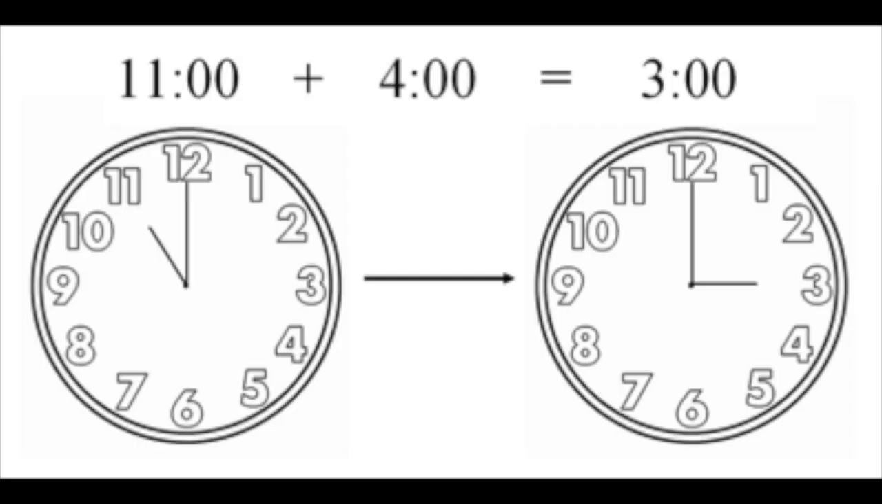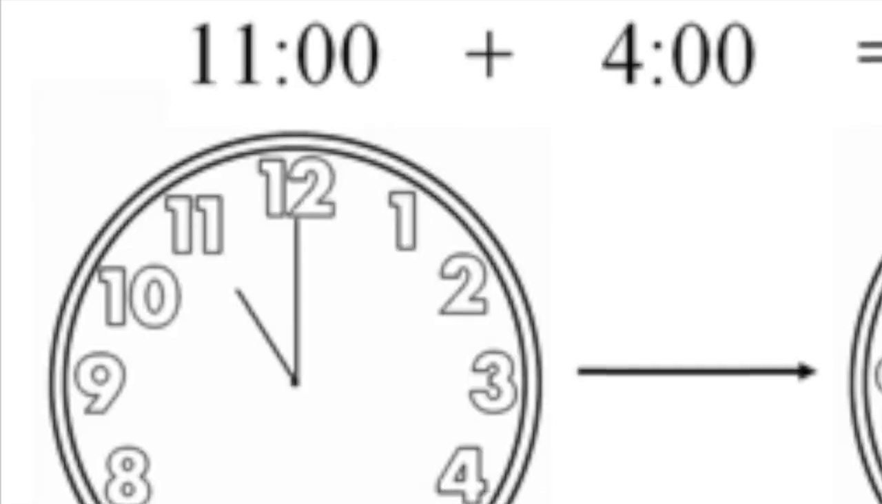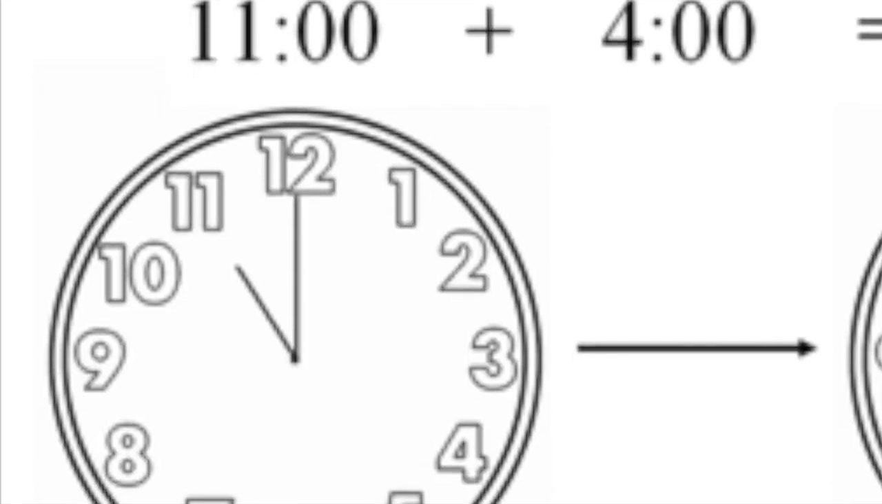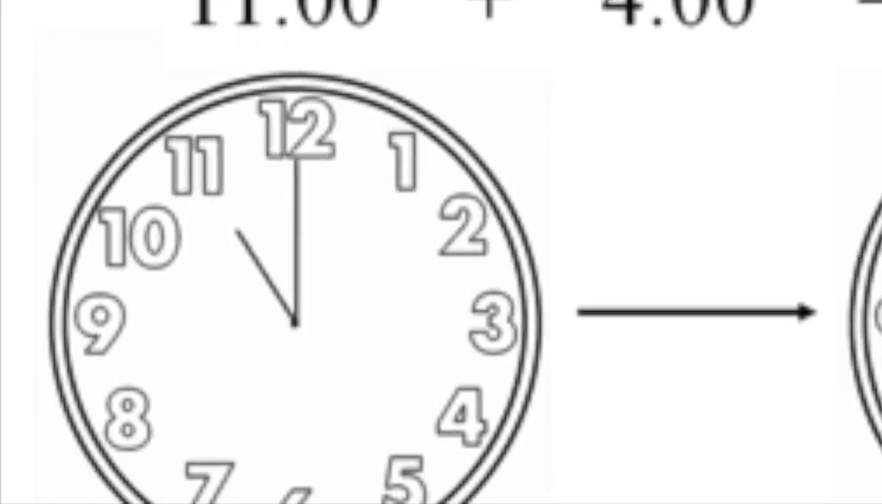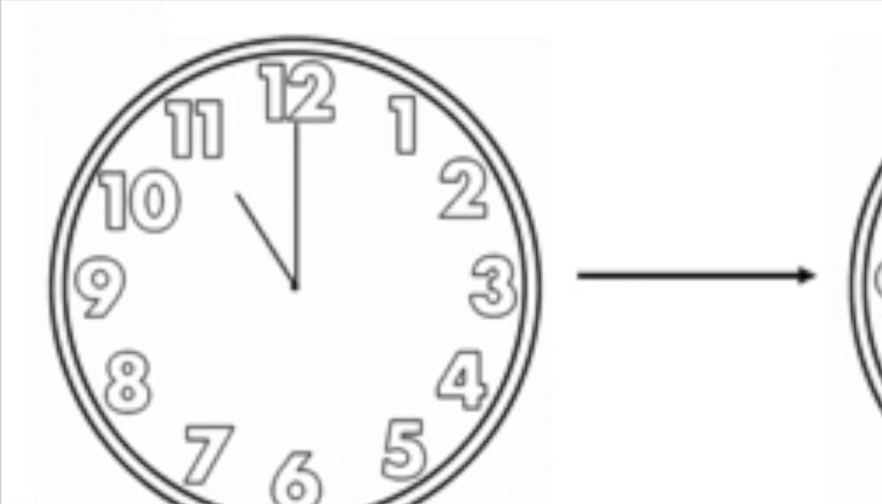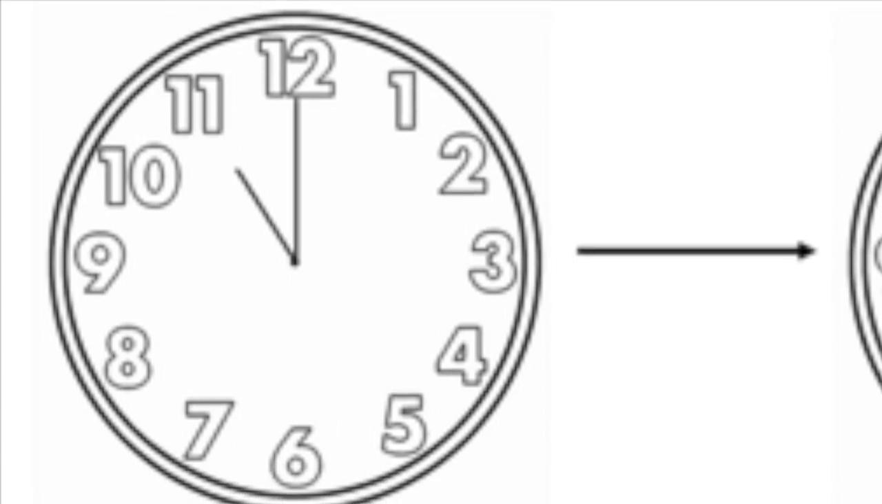Let's look at an easy example. If it's 11 o'clock and you add 4 hours, it will be 3 o'clock. Notice how 11 plus 4 isn't 15 o'clock because there's only 12 numbers on the clock. So when we get to 12, we start back at 1.